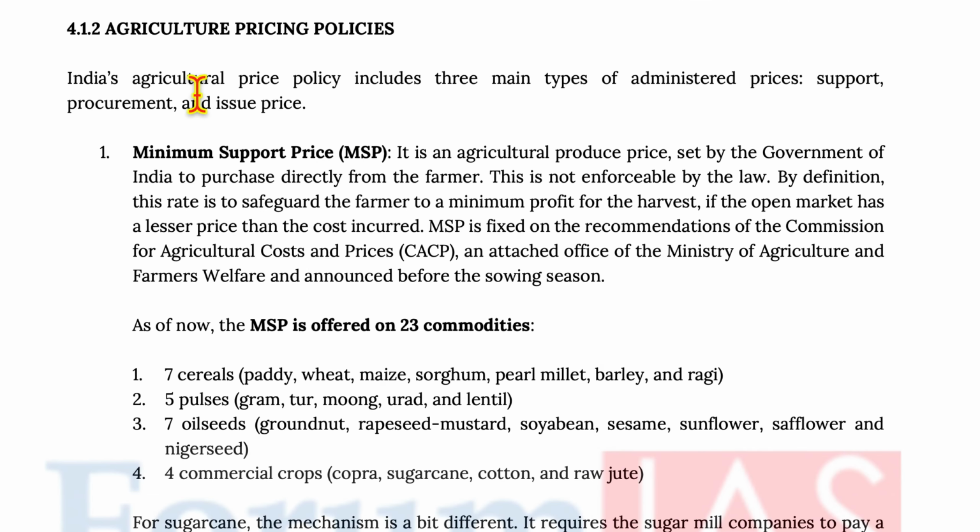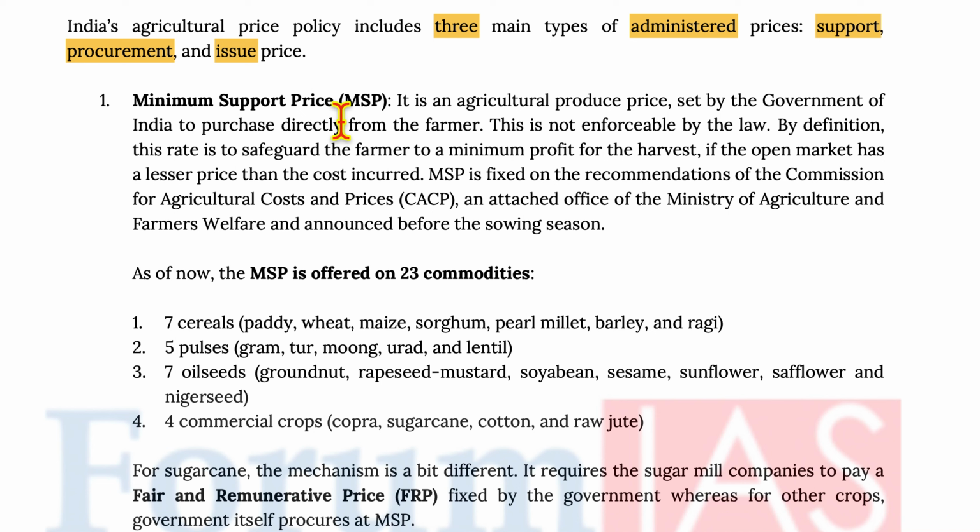Now, India's agricultural price policy includes three main types of administrative prices, which is support, procurement, and issue price. Now, minimum support price is an agricultural produce price set by the government of India to purchase directly from the farmers. This is not enforceable by law. By definition, this rate is to safeguard the farmers to a minimum profit for the harvest if the open market has a lesser price than the cost incurred.